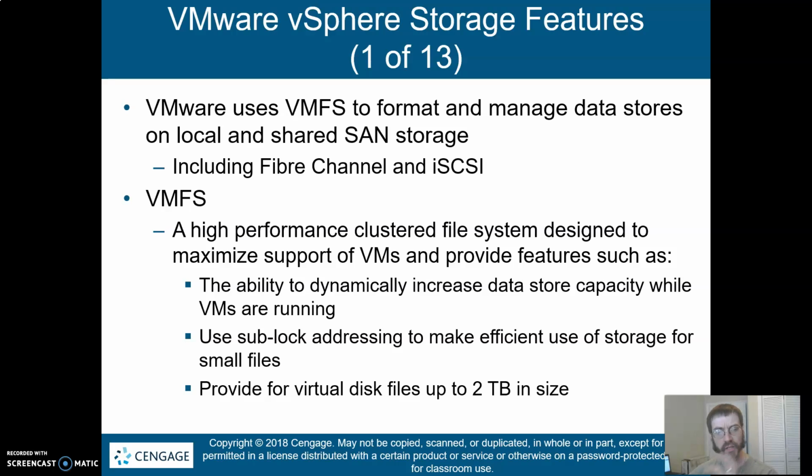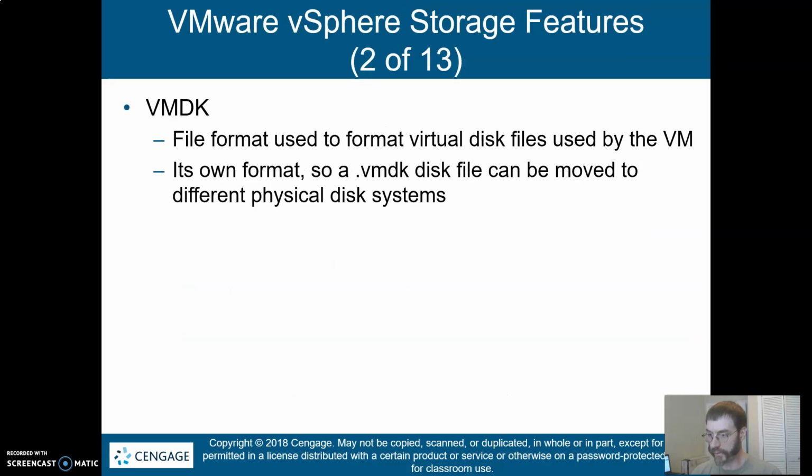Because this is designed for very large files, up to 2 terabytes in size, but also very small files for, say, VMX and log files and things like that, we can also support those with subblock addressing. A VMDK is, as we know, the format used for VMware virtual disks. You can move that VMDK file from one physical disk system to another, and it won't disrupt anything.